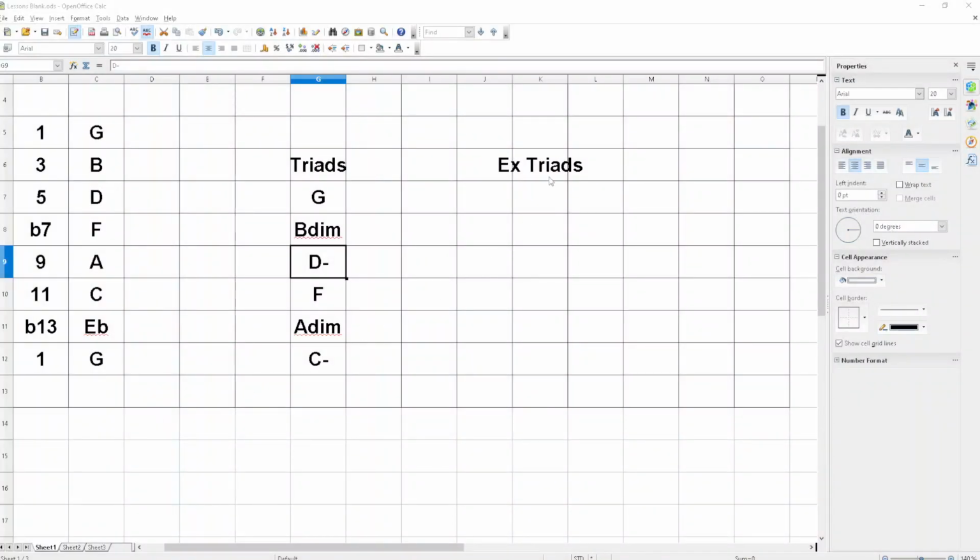And as you can see, that can be an interesting thing, and you want to map it out across the entire neck of the guitar, and you'll see several of these patterns. Now let's look at the extended triads.